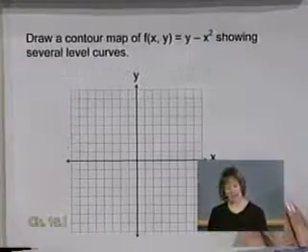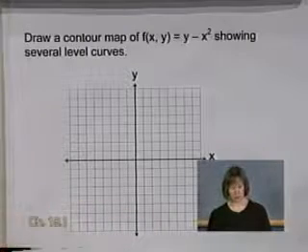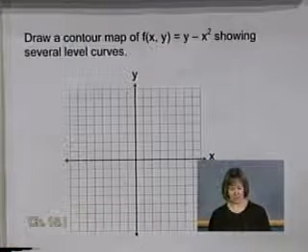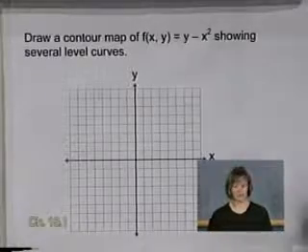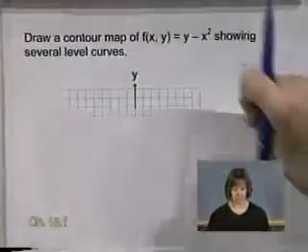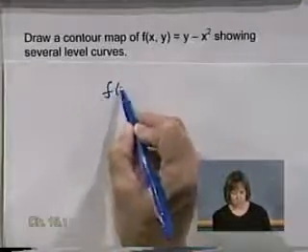Let's do one more. What if I wanted to draw a contour? This one's easier. I probably should have done this one first. What if I wanted to draw a contour map of f of xy equals y minus x squared, showing several level curves? This one's a little bit easier. Let's do f of xy equal to 0.